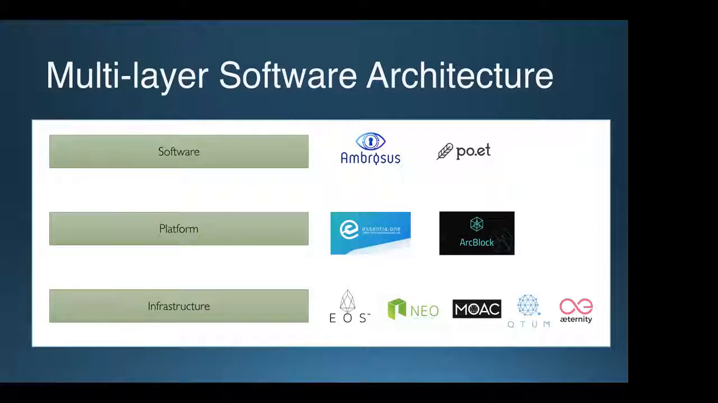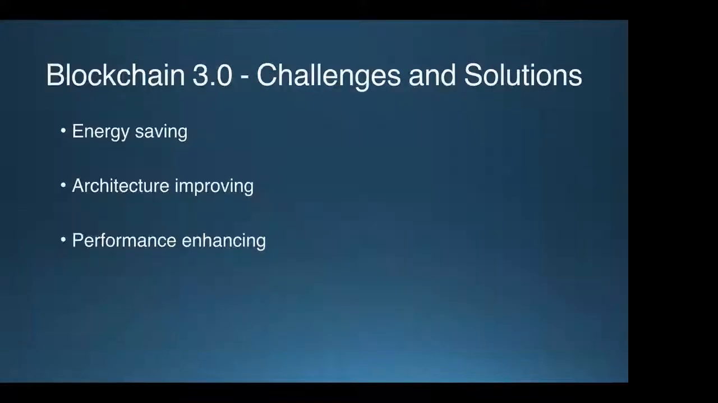So in the future, the blockchain world will be the same. And I listed out some examples here. On the bottom here, you have all these infrastructures. You can call them public blockchains: EOS, NEO, MOAC, Quantum, Eternity. And on the top, we have software, Ambrosus, Poet. They're solving some real business problems. And in the middle, we have the platforms. The platforms will work with multiple infrastructures, and they support different kinds of software. So this is a multi-layer architecture that is missing in the blockchain world today. And that is something blockchain 3.0 is going to solve.